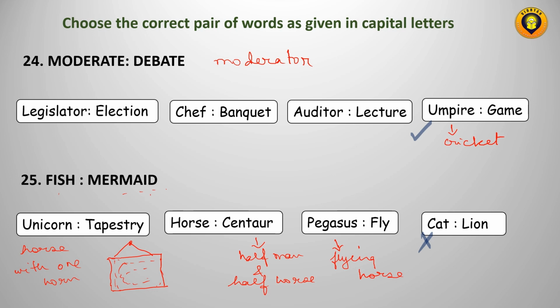So here this fish and mermaid have the same characteristics. So horse and centaur also have the same characteristics. So according to this, our answer would be horse and centaur.